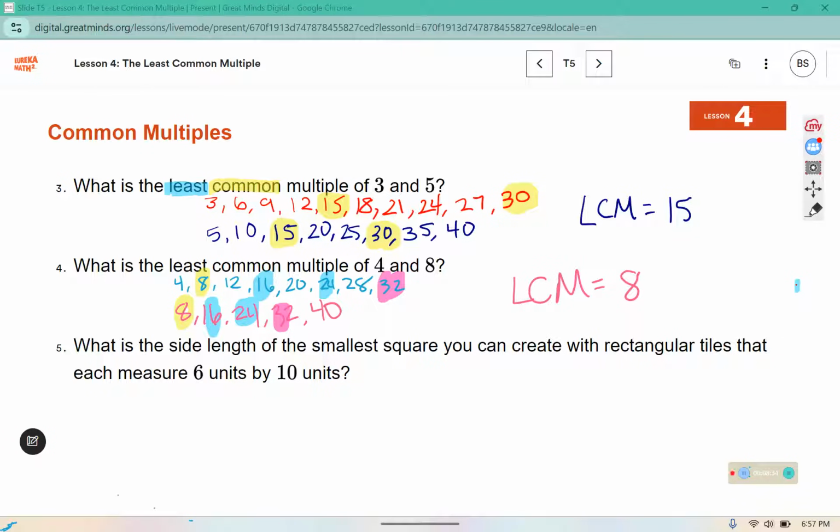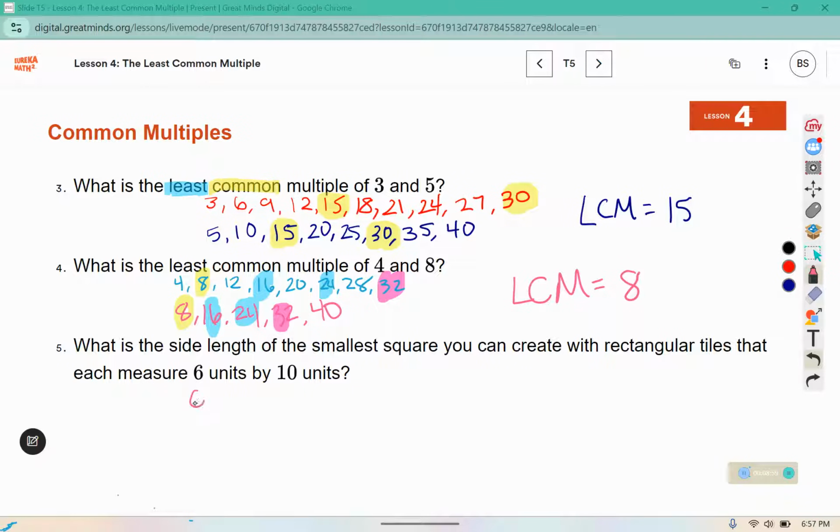What is the side length of the smallest square you can create with rectangle tiles that each measure 6 by 10? So think back to that original lesson where we were working with the digital tiles. And this time we're using tiles that are 6 by 10.